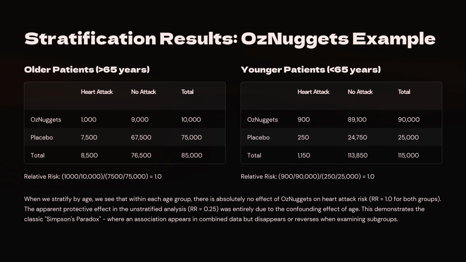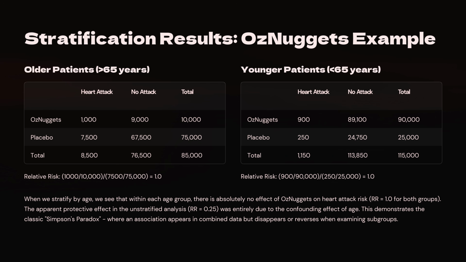So what you would do is redo the analysis between young and old patients because you want to really have them comparable, right? So you could break down older patients greater than 65, and you see all the numbers there in terms of how many young and old patients there were, or at least old patients in the Oz nugget and placebo group. On the right, you can see how many young patients were in the Oz nuggets and placebo group. And you can see when you rerun the relative risk calculation, they both become 1 in both groups.